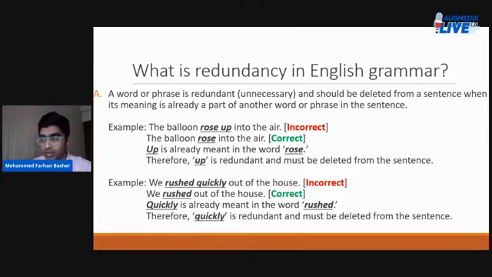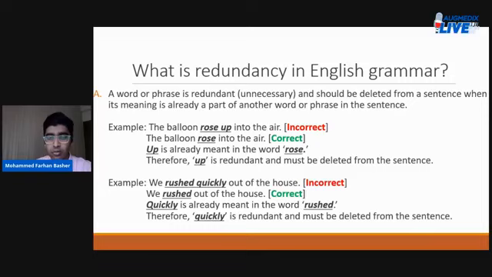Okay, let's take a look at the examples. Example number one. Pay attention here. The balloon rose up into the air. Now here, this sentence is incorrect because of the verb phrase rose up. Why? Because you have the word up with rose, and up in this case is completely redundant, completely unnecessary. And why so? Because of the meaning of the word rose.